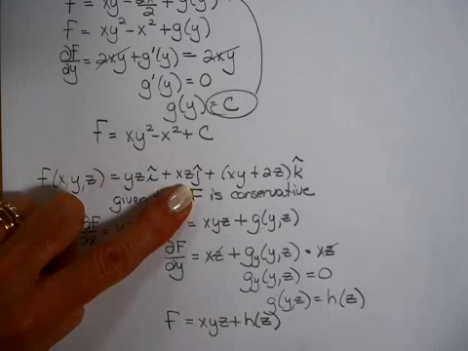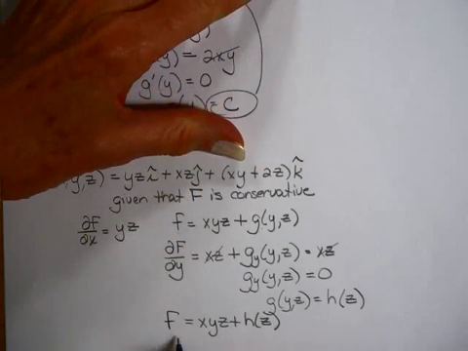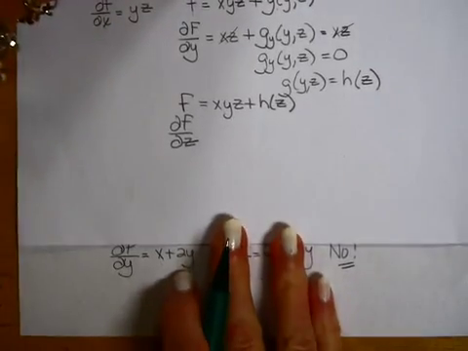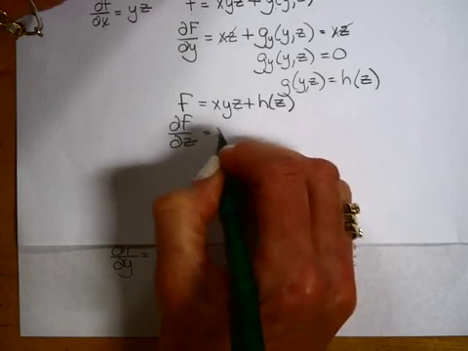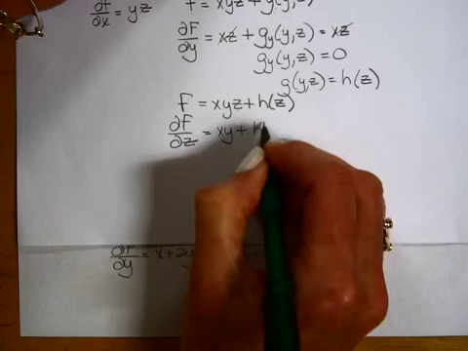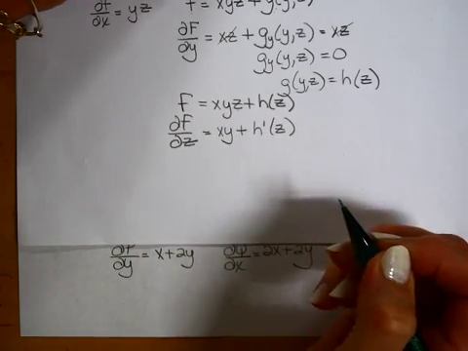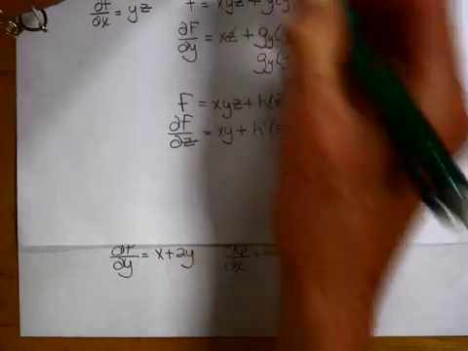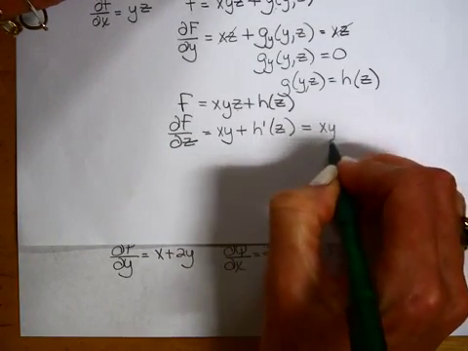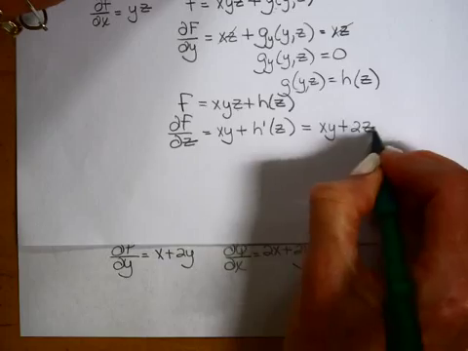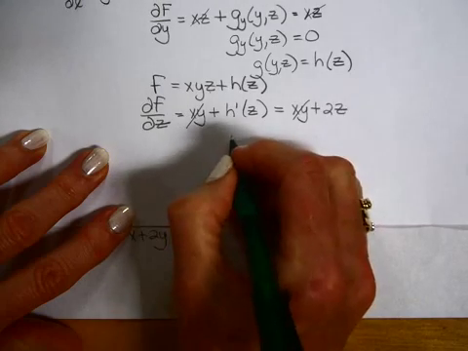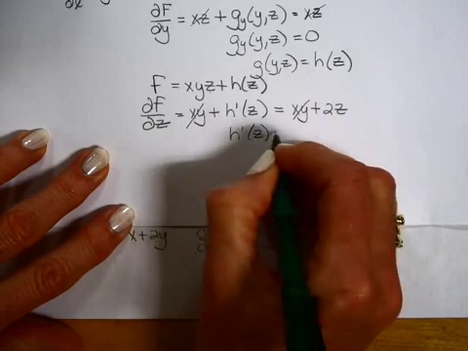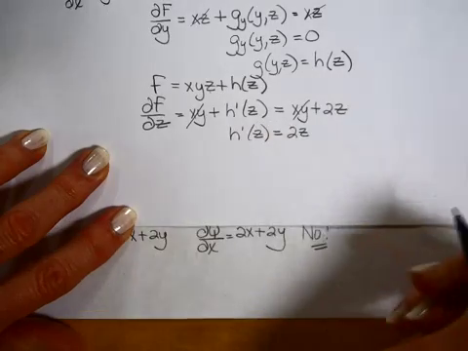So we've taken care of the first two parts of this. Now we need to look at the third part. So now we need to look at the partial of this with respect to z. The derivative of this with respect to z is xy plus h prime of z. Compare it to the third thing in this problem. I'm comparing it to xy plus 2z. The xy's match. So h prime of z must be 2z.